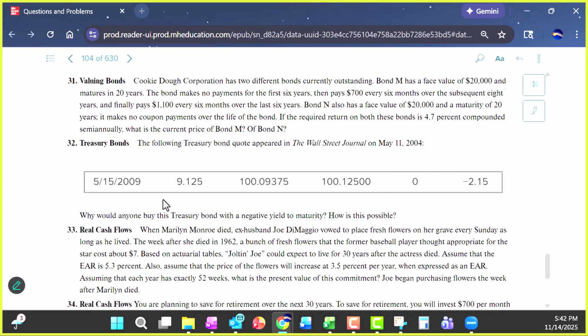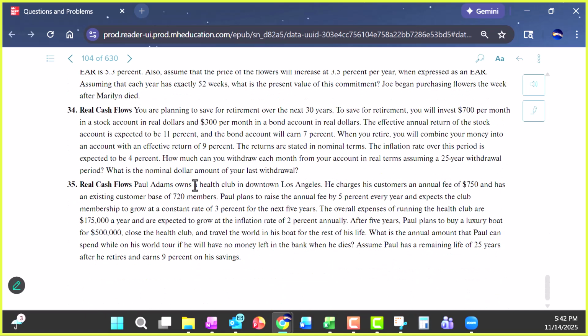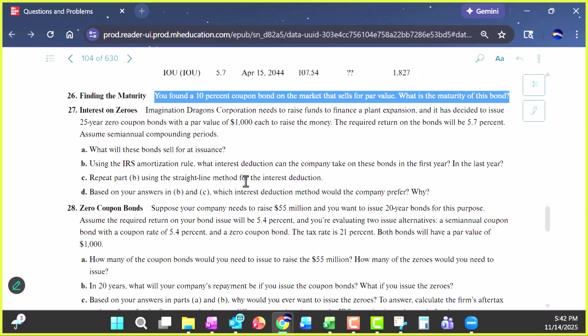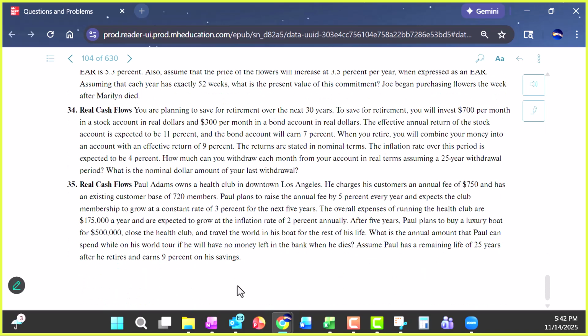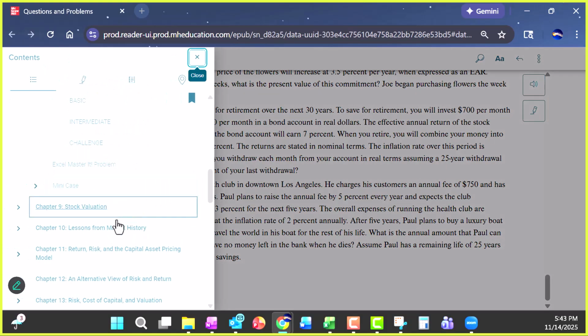We didn't talk about this holding period yield thing anyway. So that's pretty much all I'm gonna say on this chapter. You guys want to do some chapter 9 problems, dividend growth model?